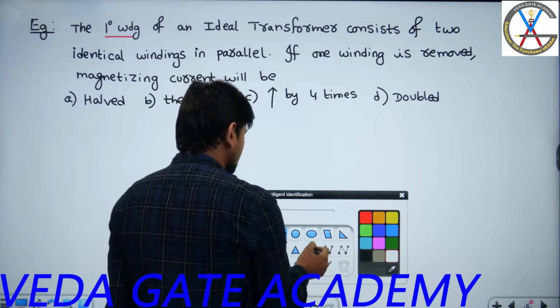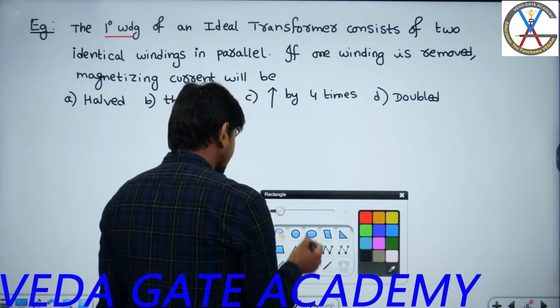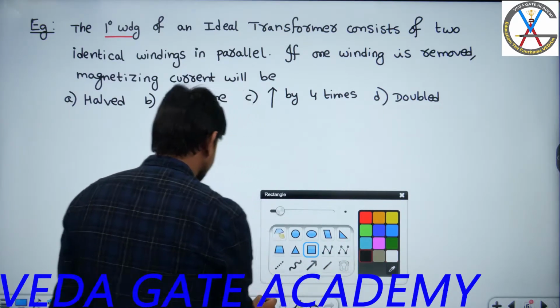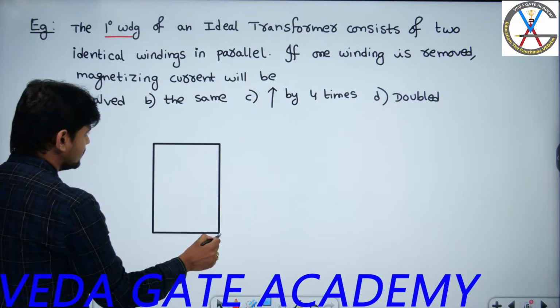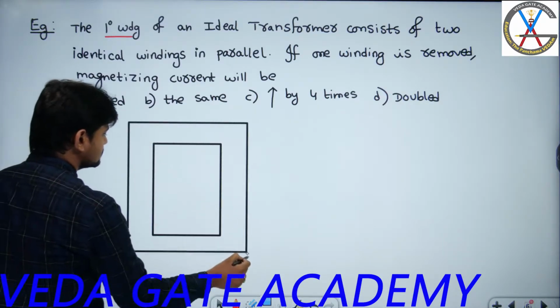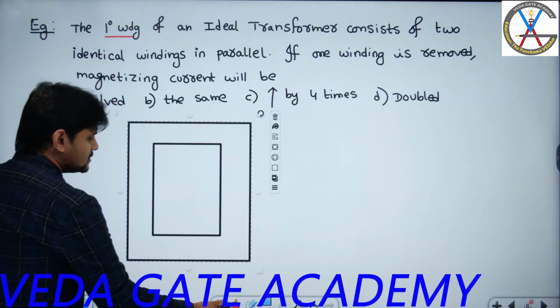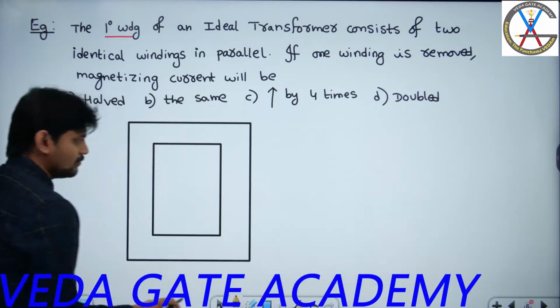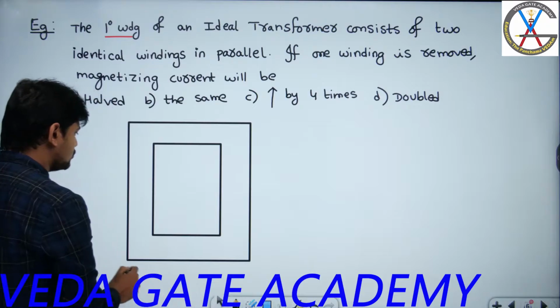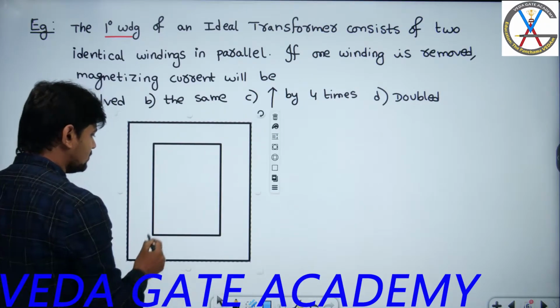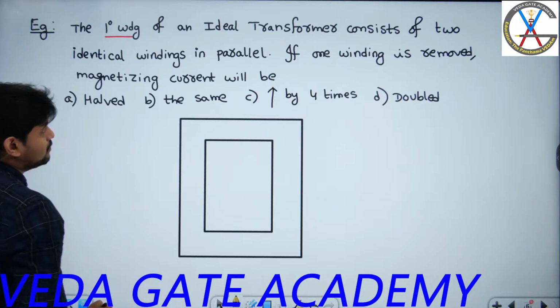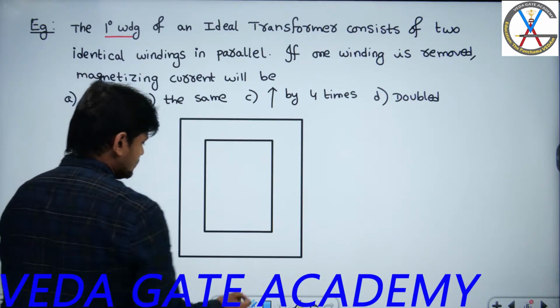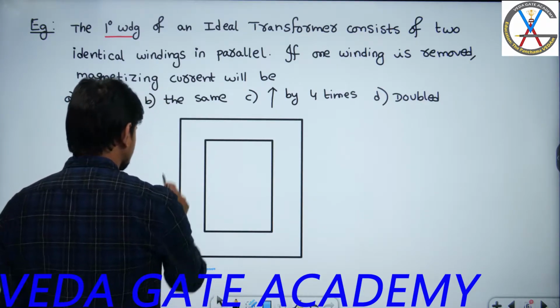So let us assume that this is my transformer on which I have the primary winding. My concentration should be only on the primary winding, right? So let me move this. I don't think this much is required.